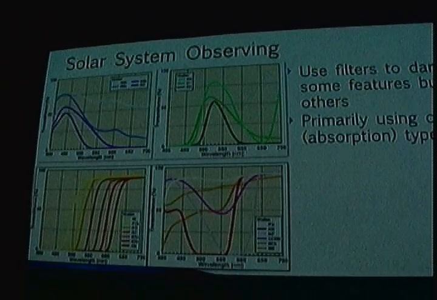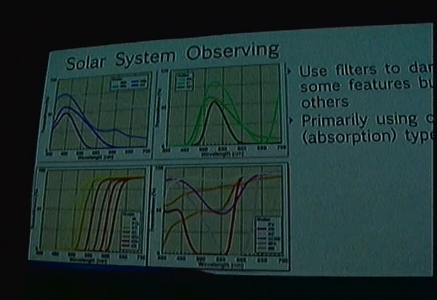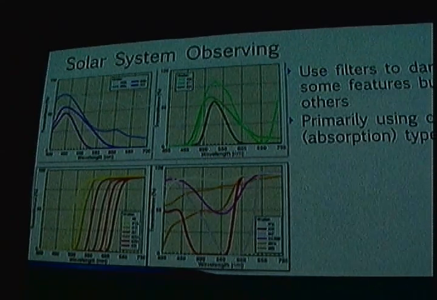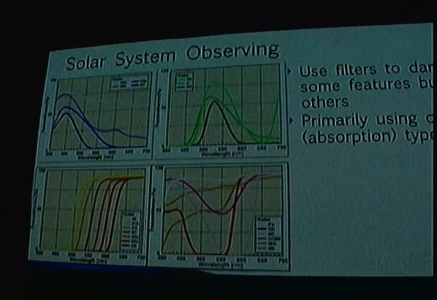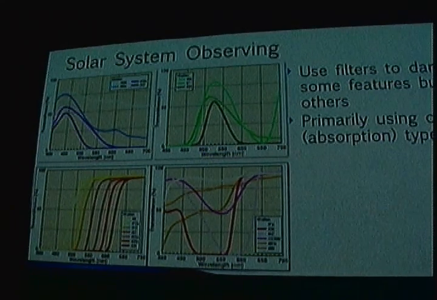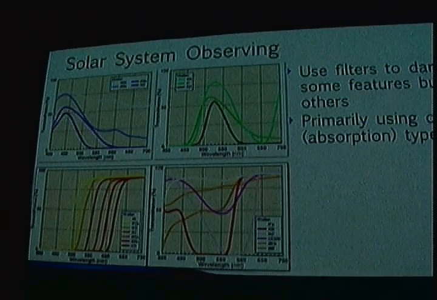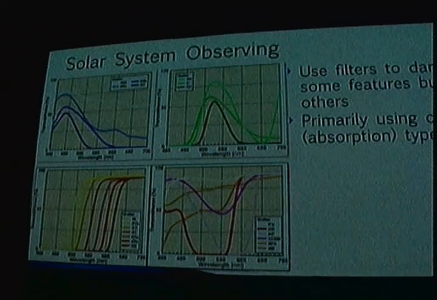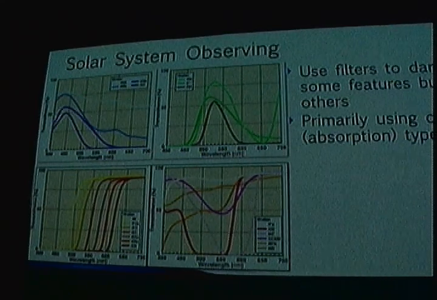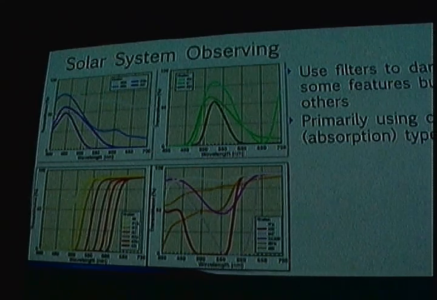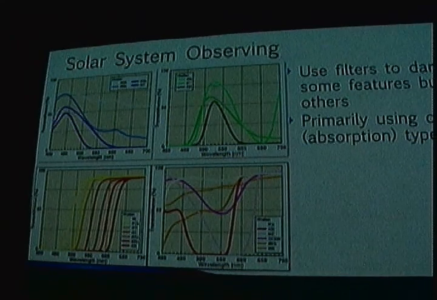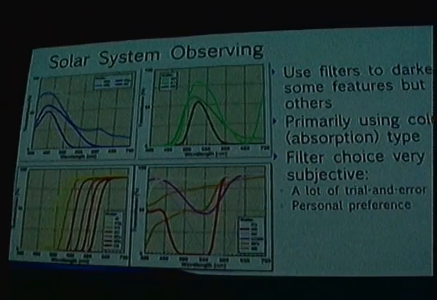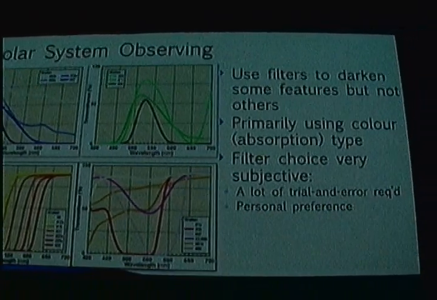And this is a selection of color filters that are used for solar system imaging and observing that I'll talk a little bit about later. So how do you decide which of these filters, and there are many more available to choose from, you want to use? Well, unfortunately, that is a very subjective question. There's a lot of trial and error involved, and at the end of the day, it all boils down to personal preference.